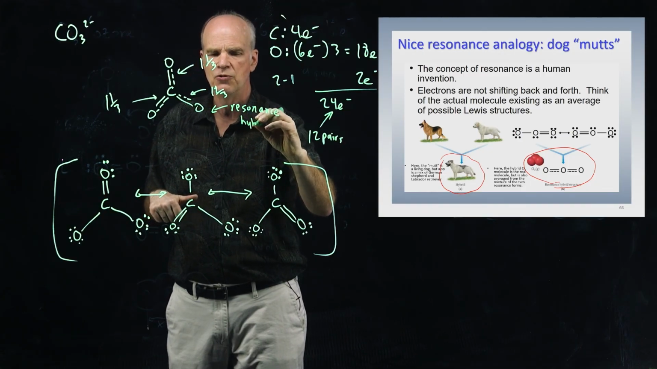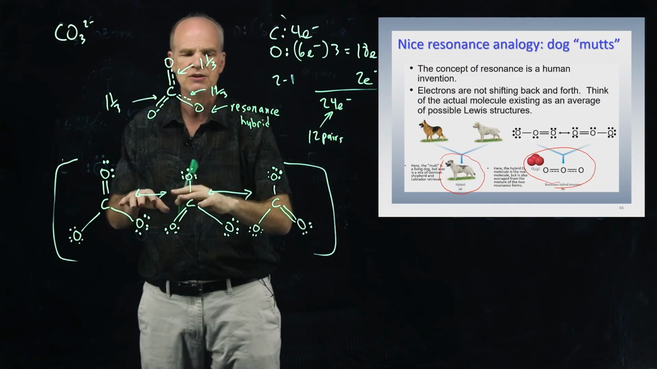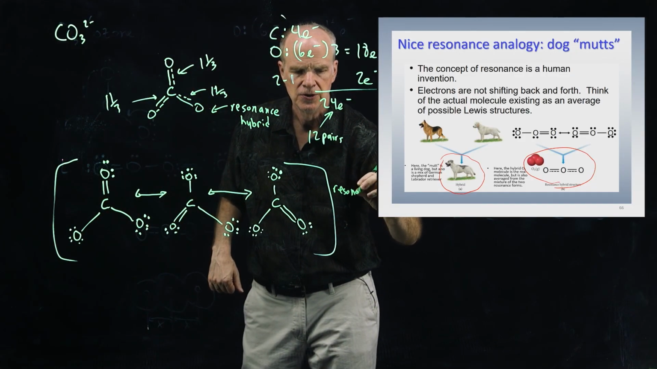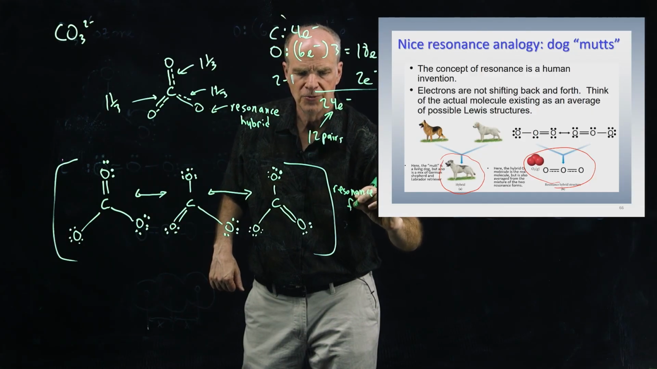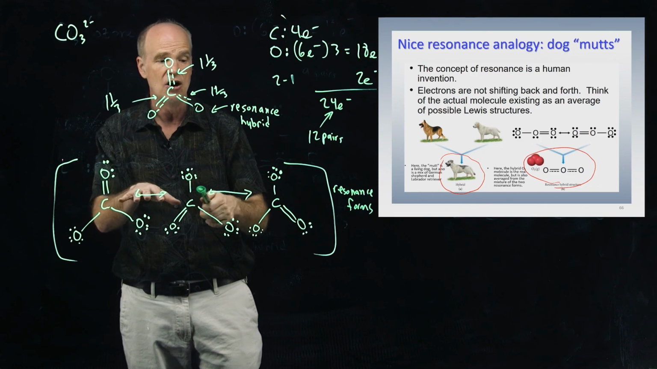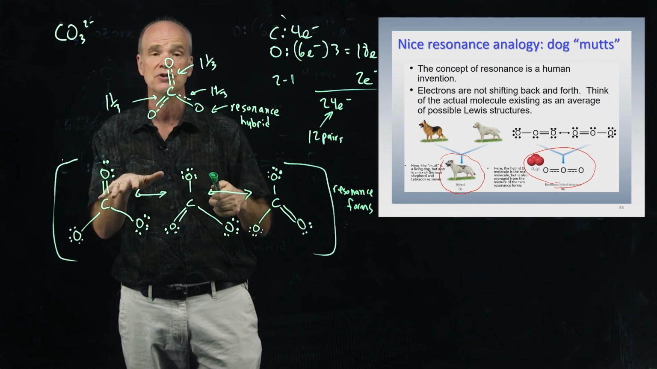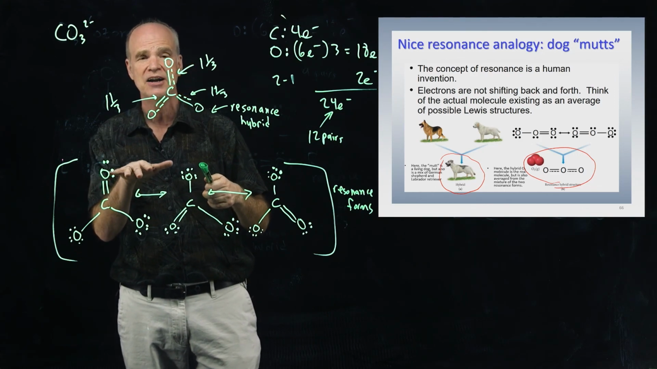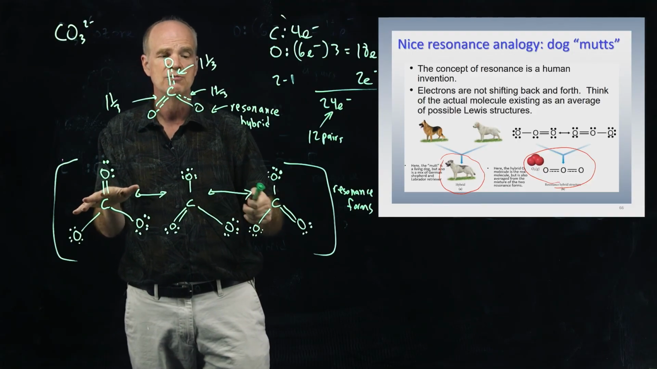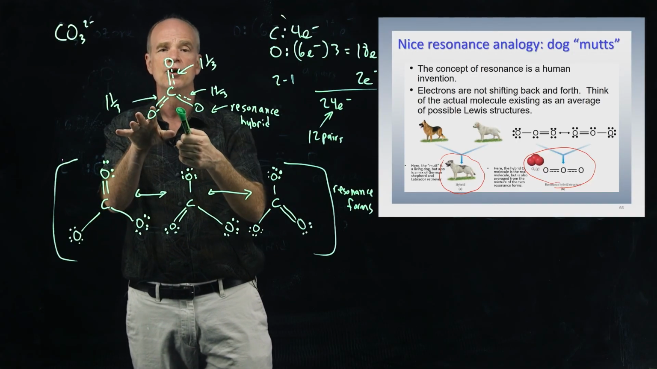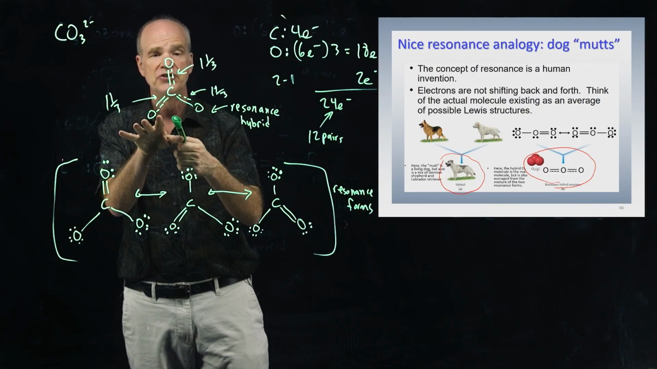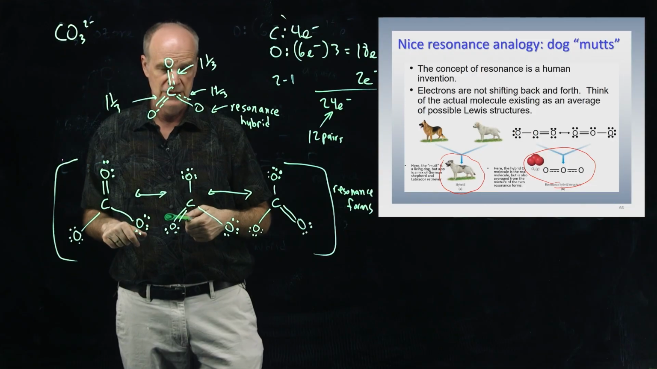So let me point out one more thing. Again, we wrote out these resonance forms for the carbonate ion. All these forms are perfectly good Lewis structures, but they're not really an accurate representation of what the true carbonate molecule looks like. So we merge them together in our minds, and this resonance hybrid is a better representation of what the true carbonate anion looks like.